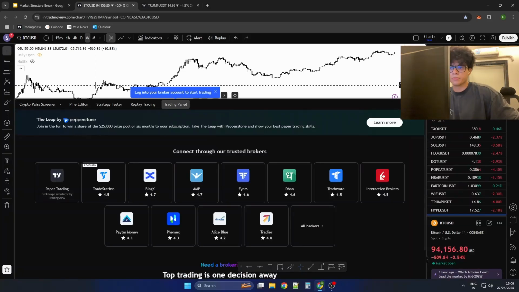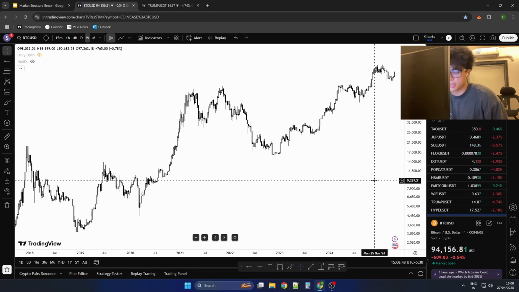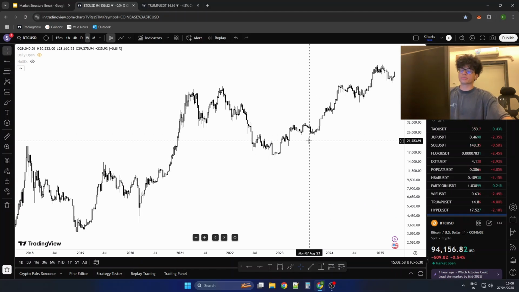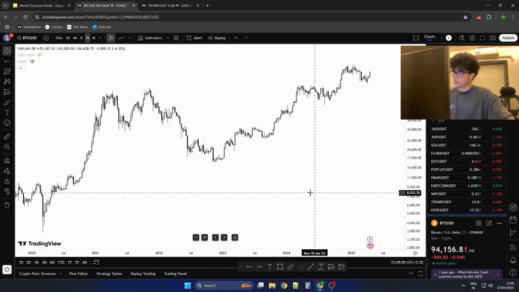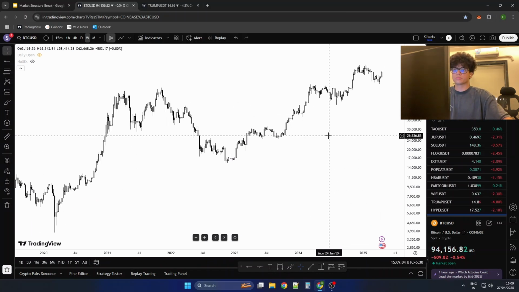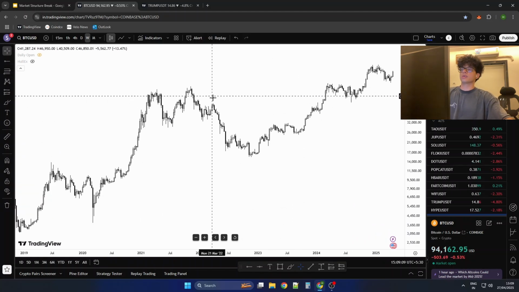Hey guys, what's up? So today we'll be talking about market structure and how you can put setups on it. So let's go. What is a market structure? Market structure is basically a set of higher highs and higher lows, or a set of lower lows and lower highs. So starting off, let's look at some examples to get it cleared out.